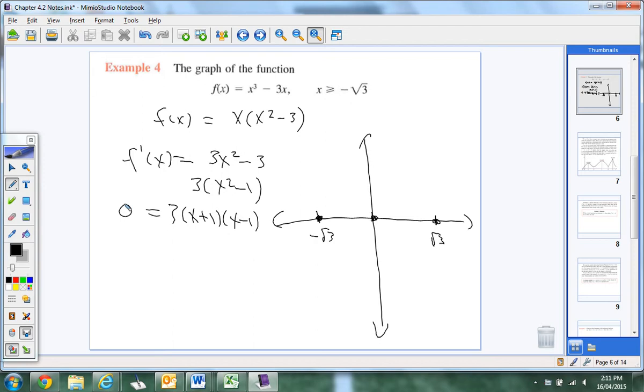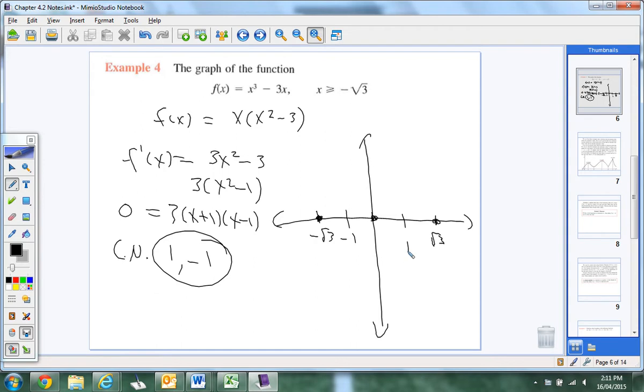What makes this 0 now? 1 and negative 1. Good. Those are my critical points, critical numbers. So we know here at -1 and +1, something's happening. So what we're going to do is we're going to take those and we're going to plug them in and see what they give us.